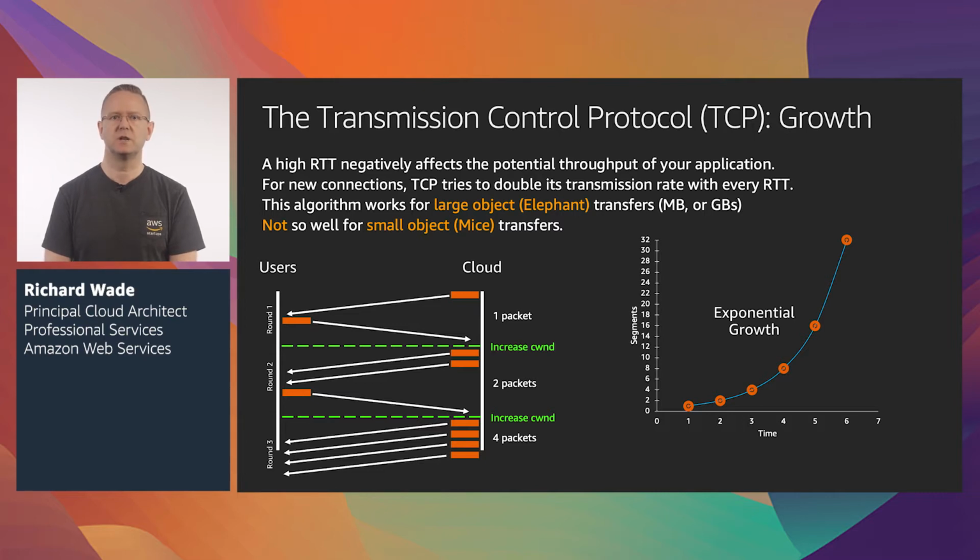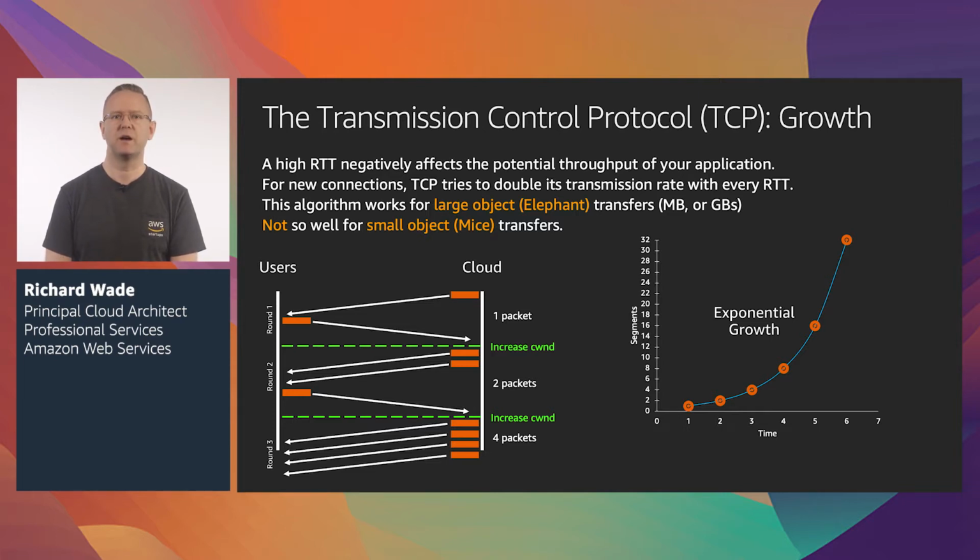Looking at the diagram, you can see that it starts off with one packet. When this is successfully acknowledged, it transmits 2 packets, and so on. TCP keeps track of the number of packets it is sending at any one time with a variable known as the sender congestion window, or CWND.